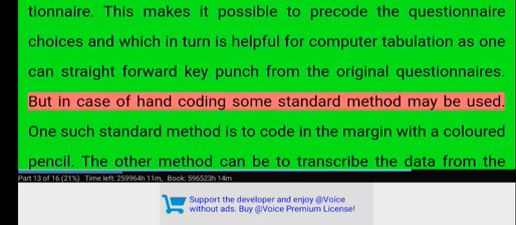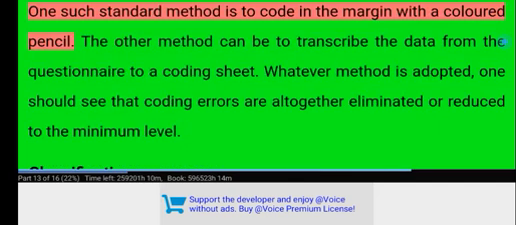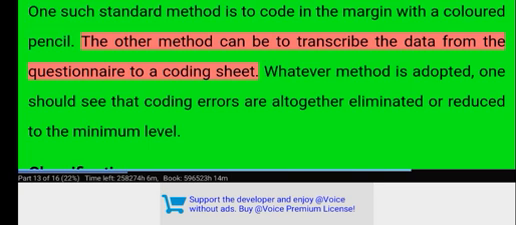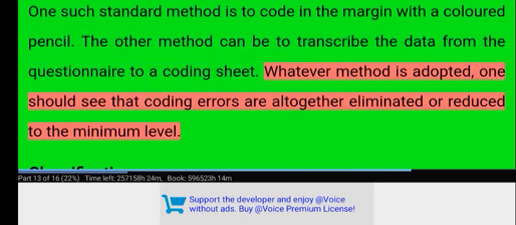But in case of hand coding, some standard method may be used. One such standard method is to code in the margin with a colored pencil. The other method can be to transcribe the data from the questionnaire to a coding sheet. Whatever method is adopted, one should see that coding errors are altogether eliminated or reduced to the minimum level.